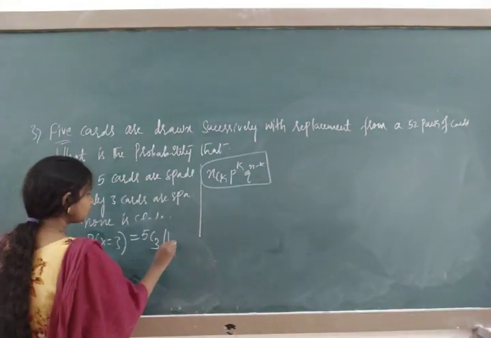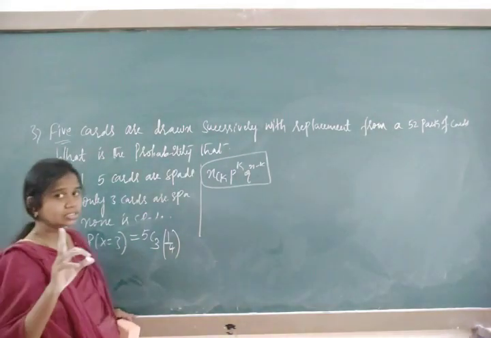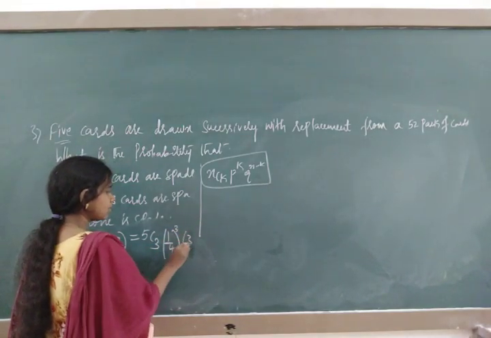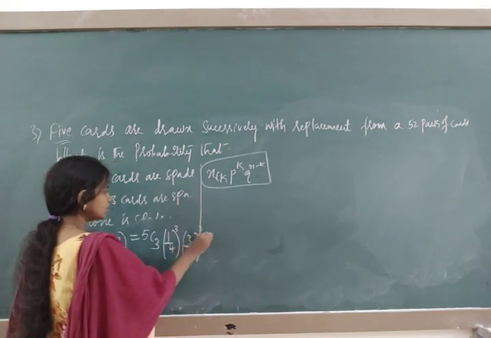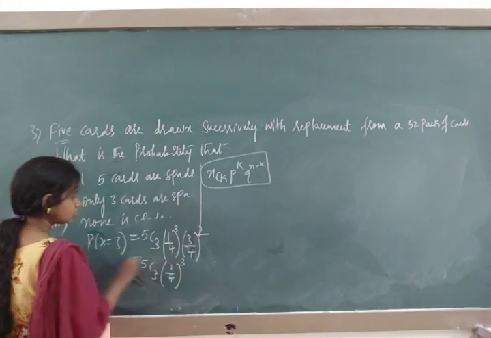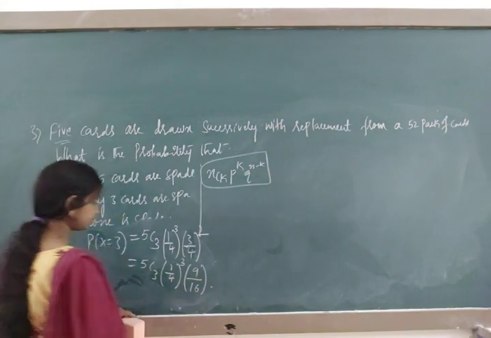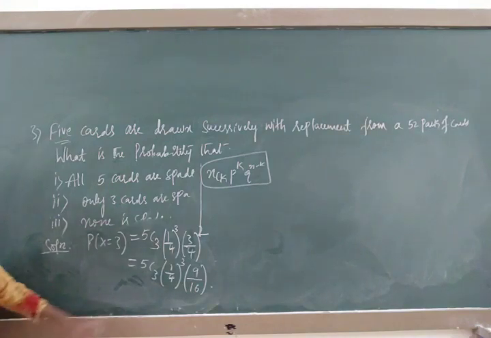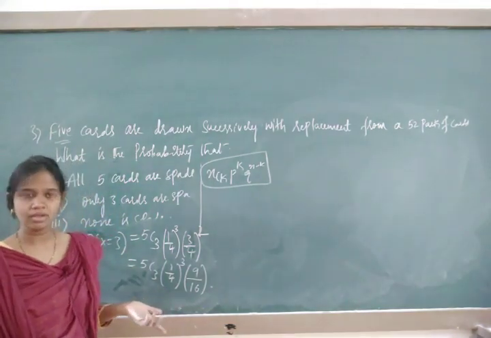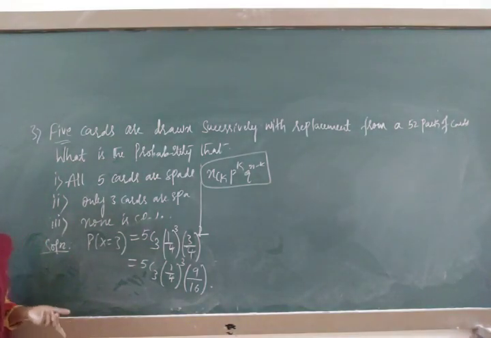You got the p value as 1 by 4 because 13 upon 52. 13 ones are 13, 13 fours are 52. Why have I taken 13? 13s are the spades. This is 3 by 4, and 5 minus 3 is 2. So 5C3, 1 by 4 whole to the power of 3 into 9 by 16. If you want, you can stop here itself, or else you can simplify the 5C3 value. It's a small value, you can simplify, or else leave it. It doesn't matter in the examination, anyhow they will provide the marks.